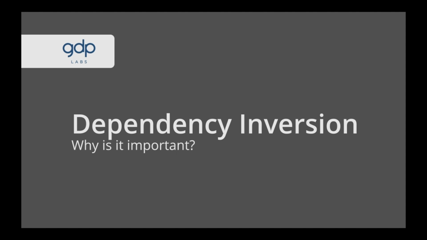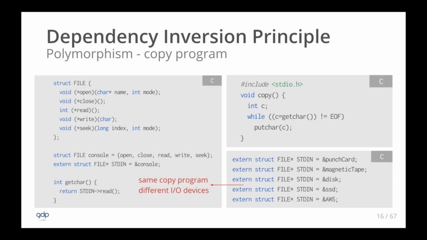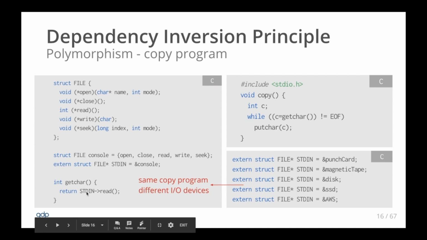Dependency inversion. Why is it so important? Let's talk about the simple copy program. You declare a variable named c, and then you getchar and putchar until the end of file. Let's take a look on the inside of getchar. It's also pretty simple. It invokes the read function from a pointer named standard input, stdin.